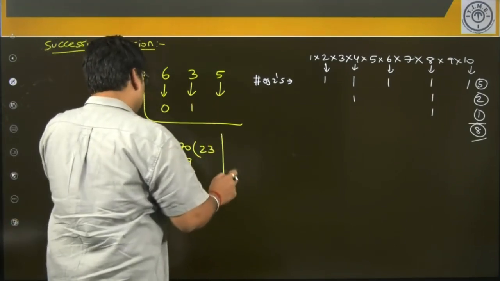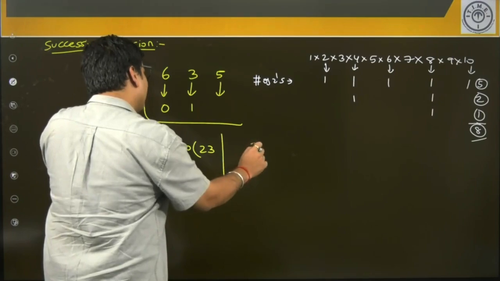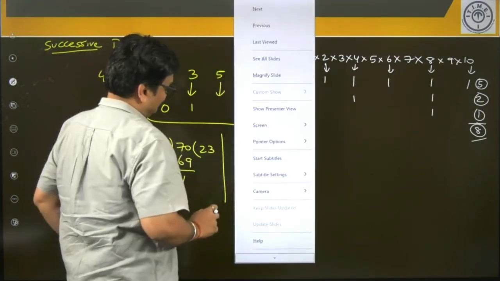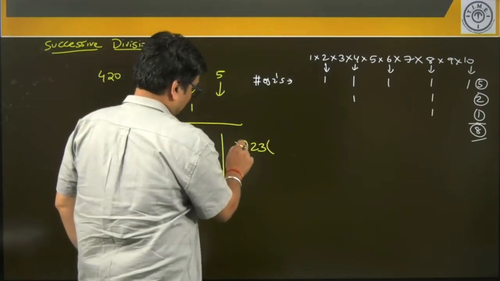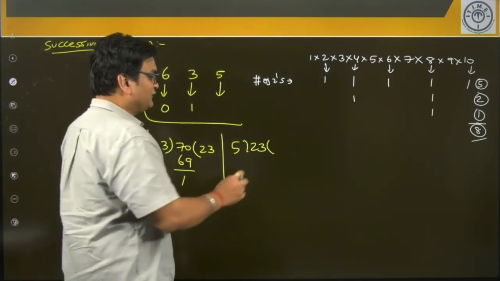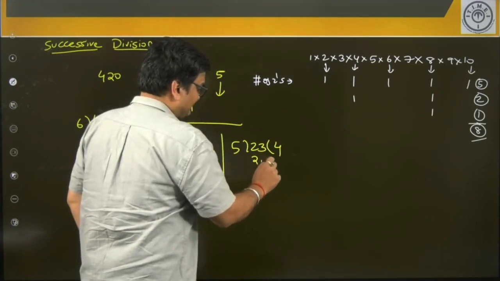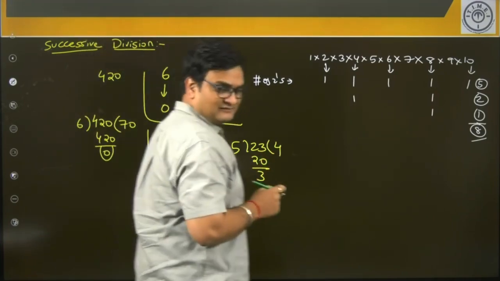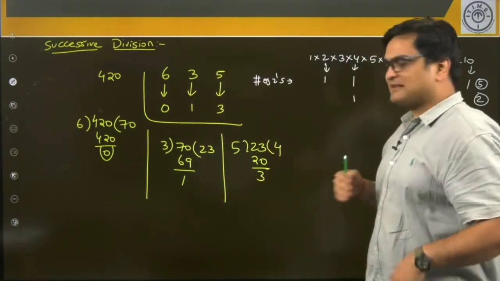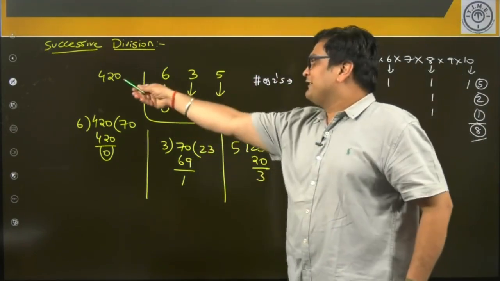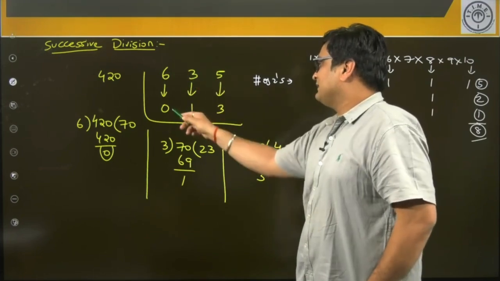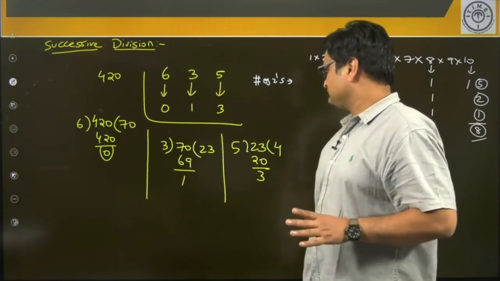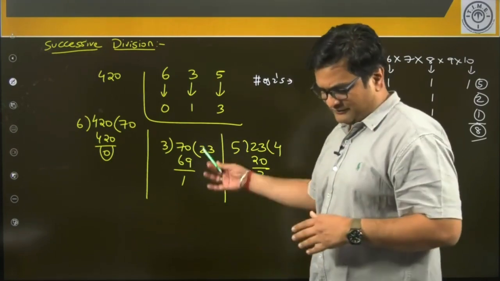Next, whatever is a quotient here will become my dividend in the third step. And in the third step, my divisor is 5. So 5 will go how many times? 4 times, 20. The remainder happens to be 3. So thus, in this successive division process, when I divide 420 by 6, then 3, then 5, my corresponding remainders will be 0, 1, 3 respectively. So this is a process of successive division.